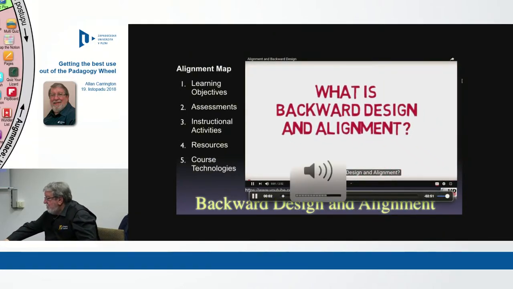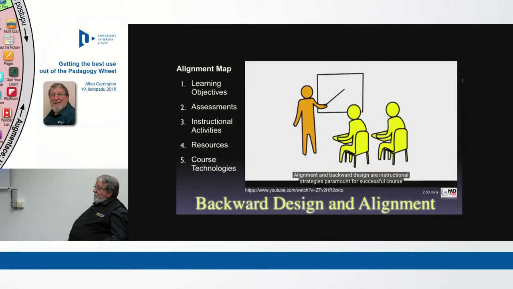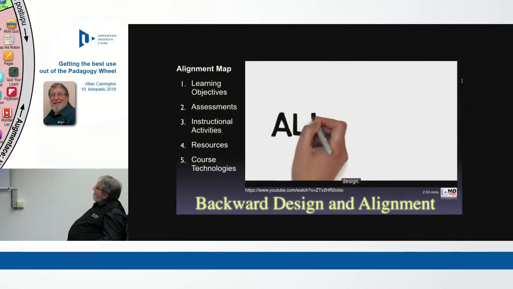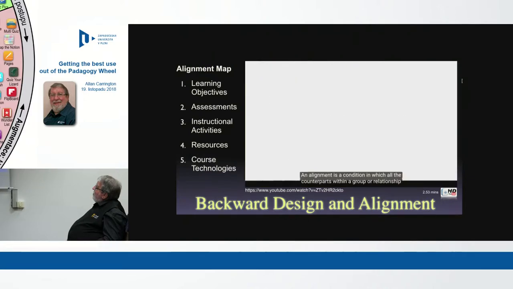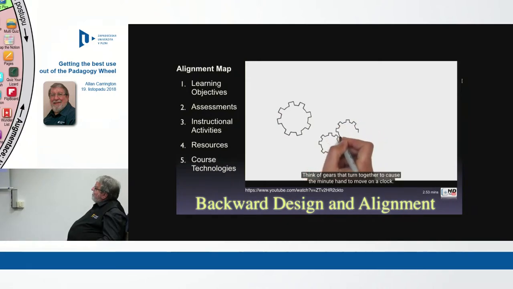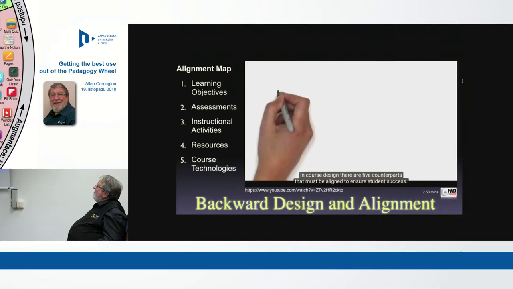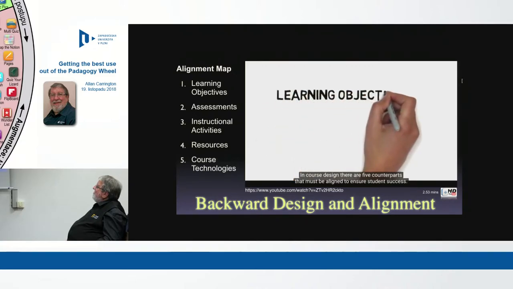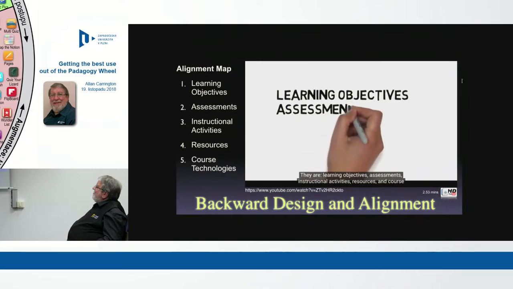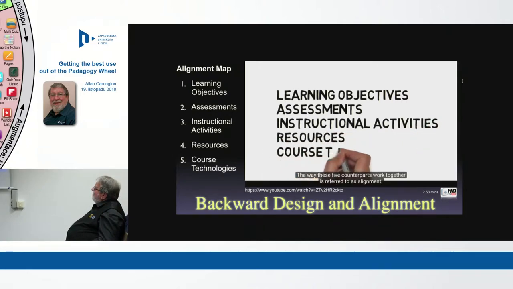What is backward design and alignment? Alignment and backward design are instructional strategies paramount for successful course design. An alignment is a condition in which all the counterparts within a group or relationship work together. Think of gears that turn together to cause the minute hand to move on a clock. All the pieces must interlock in order for the clock to keep time. In course design, there are five counterparts that must be aligned to ensure student success. They are learning objectives, assessments, instructional activities, resources, and course technology. The way these five counterparts work together is referred to as alignment.